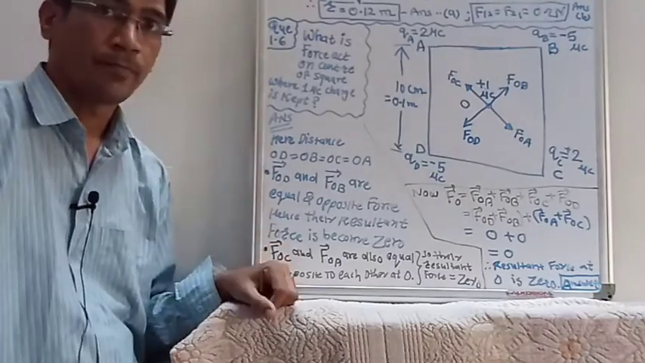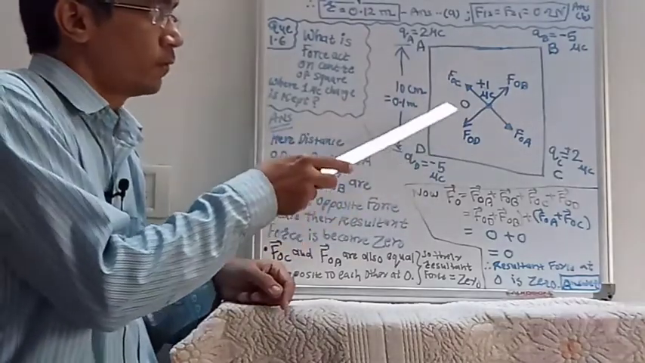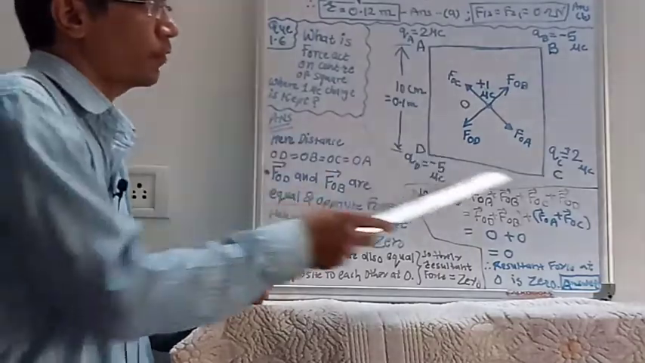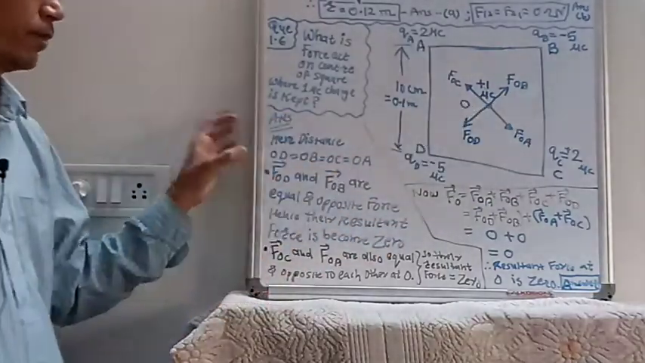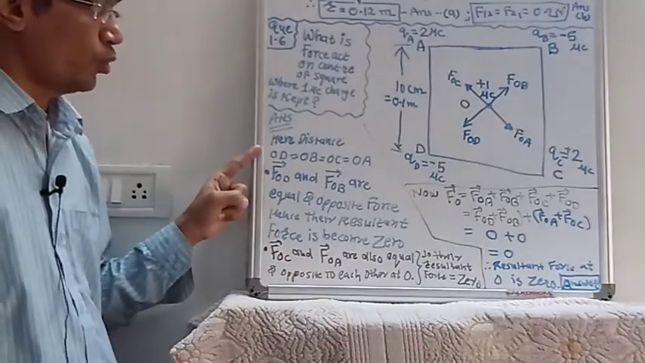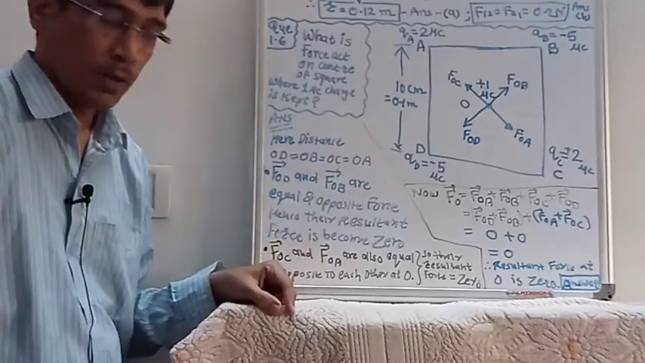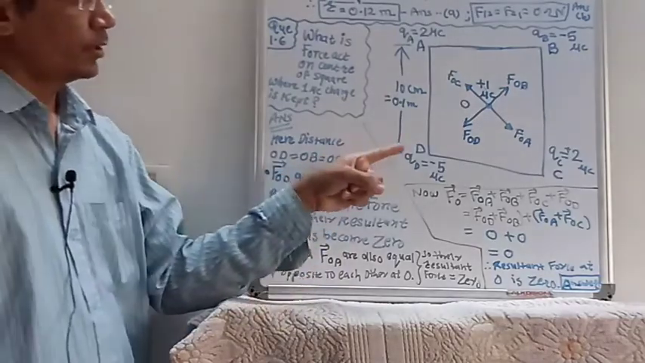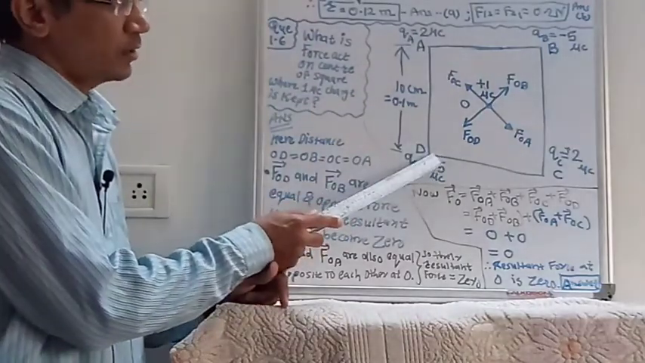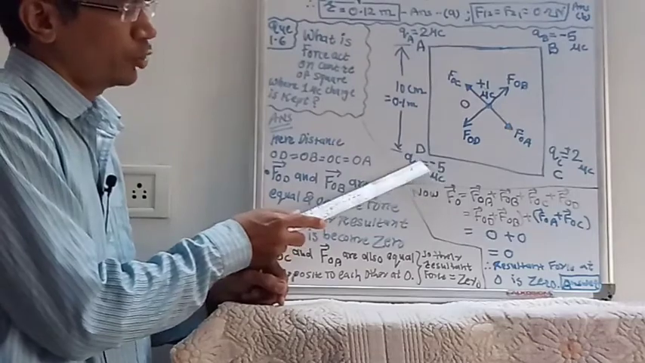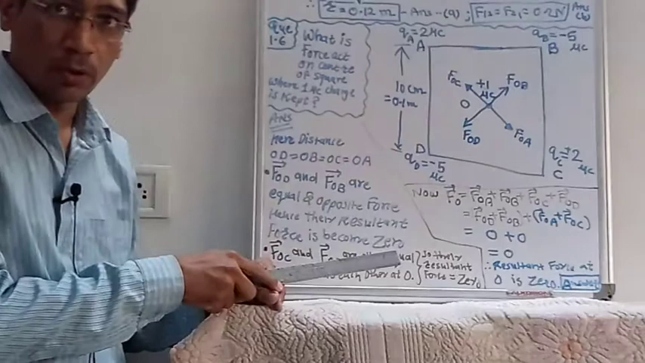So here if we check the similarities, then we find that in the square the distance from each corner to the center is equal. That is, OD is equal to OB is equal to OC is equal to OA. And here if we take the opposite corners, then at the opposite corners the charge is the same. At point D, QD is minus 5 microcoulomb, and at point B, QB is equal to minus 5 microcoulomb.